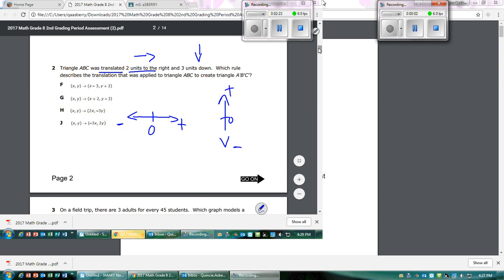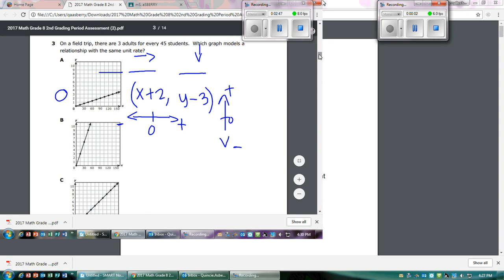So let's read it. It says 2 units to the right, so my x is going to the right, so that's plus 2. And then it says 3 units down, so my y is going down 3 units. So we're looking for the rule that says (x, y) goes to (x plus 2, y minus 3), which should be G. Okay, let's go ahead and look at number 3.